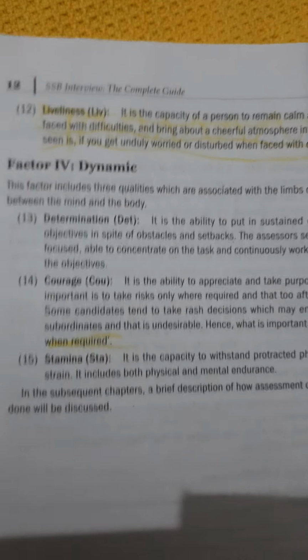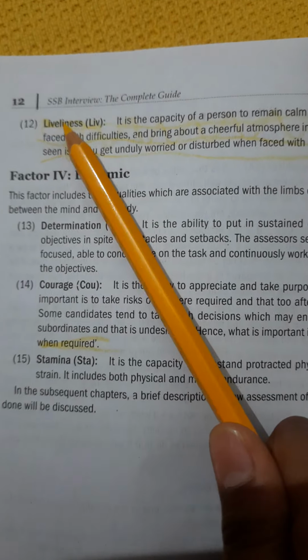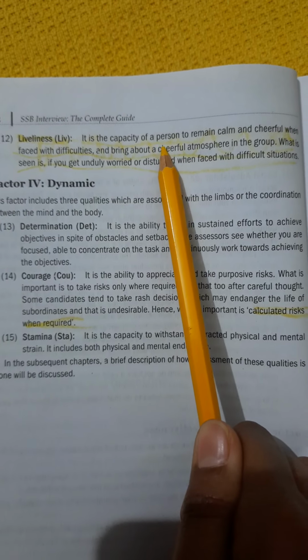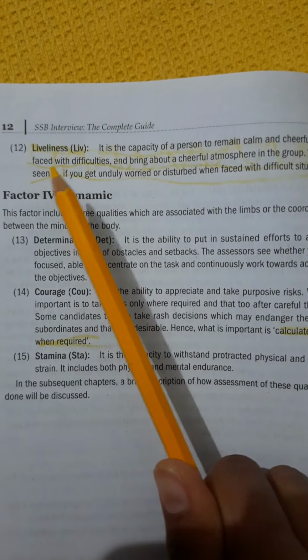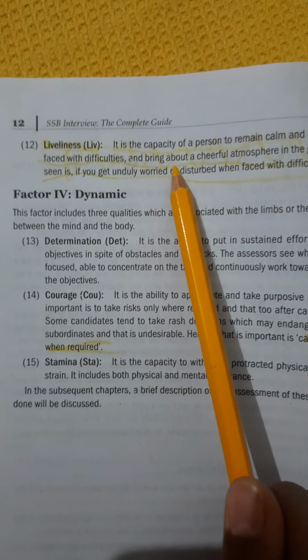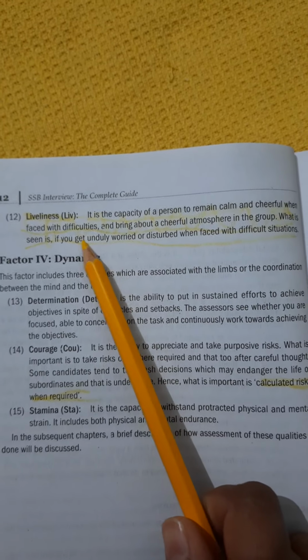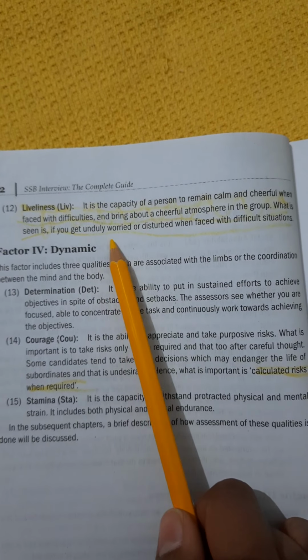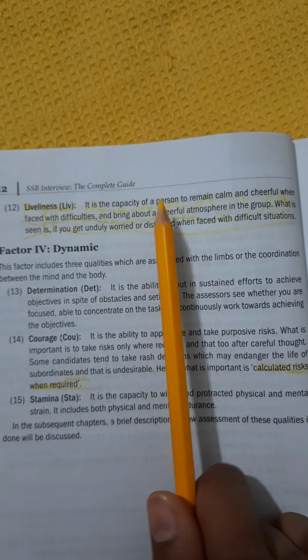Well, 12 is liveliness, LIV. It is the capacity of a person to remain calm and cheerful when faced with difficulties and bring about a cheerful atmosphere in the group. What is seen is if you get unduly worried or disturbed when faced with difficult situations.